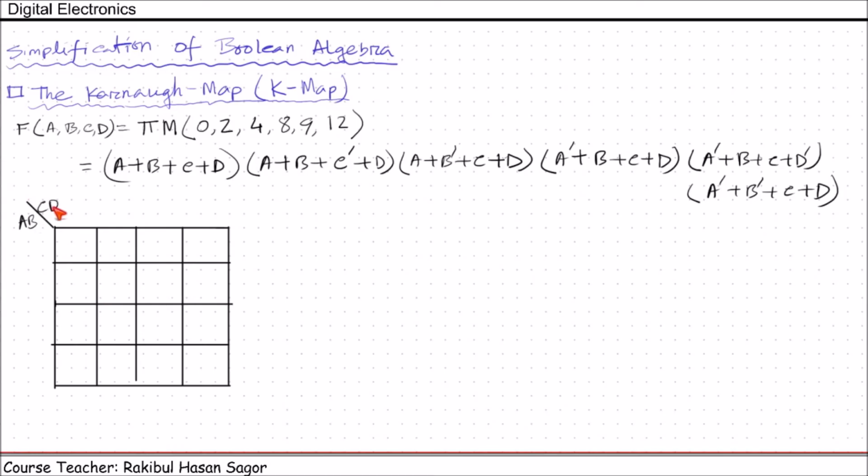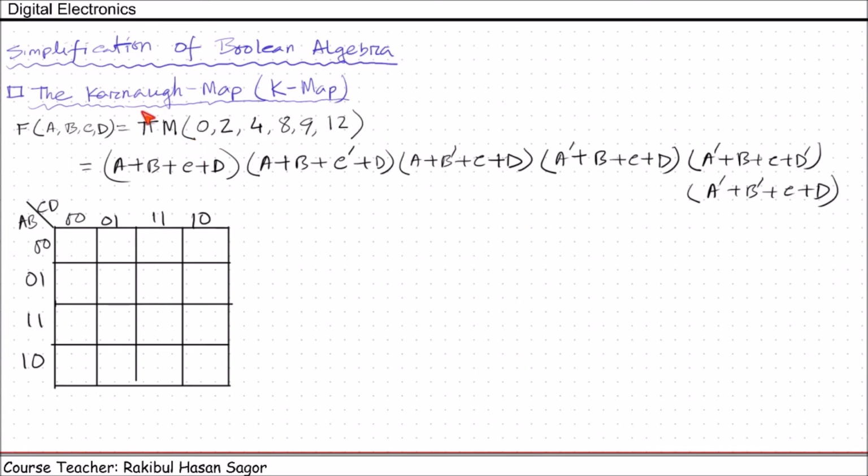A, B, C, D. 0, 0, 0, 1, 1, 0, 1, 1. Now, if we want to map this max term form, we know the targeted value for max term is 0. The targeted outcome for each min term is 1. That's why we placed 1 for each position.